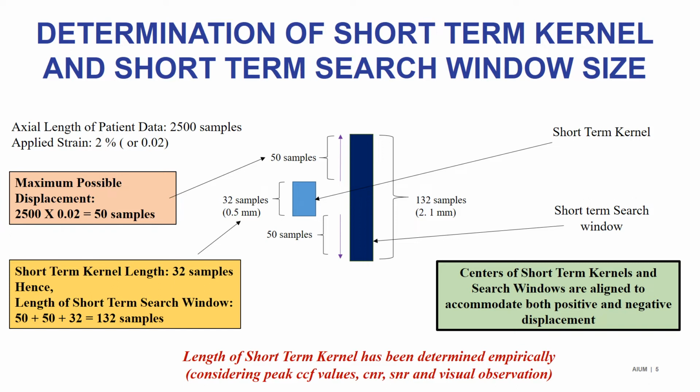We considered the accommodation of both positive and negative maximum displacement while obtaining the preferred size of the short-term search windows. Our dataset is 2,500 samples long axially, and the applied strain is about 2%, and hence the maximum possible displacement is around 50 samples. Considering both positive and negative displacement, the total size of our short-term search windows becomes 132 samples or 2.1 millimeter.